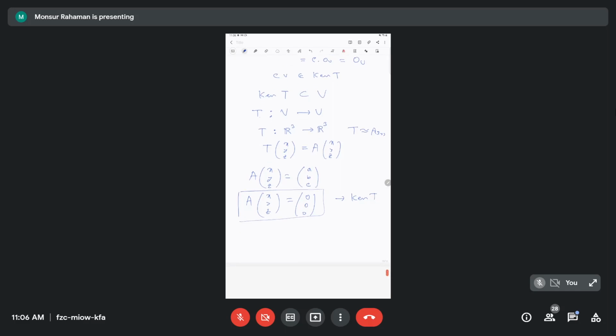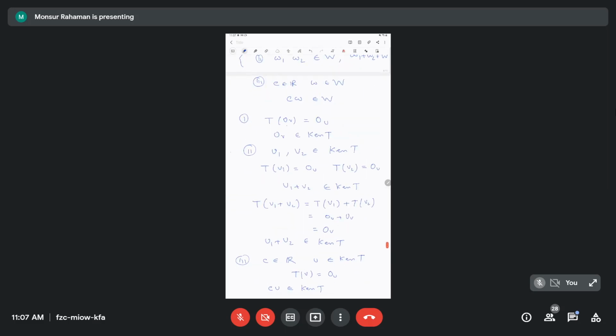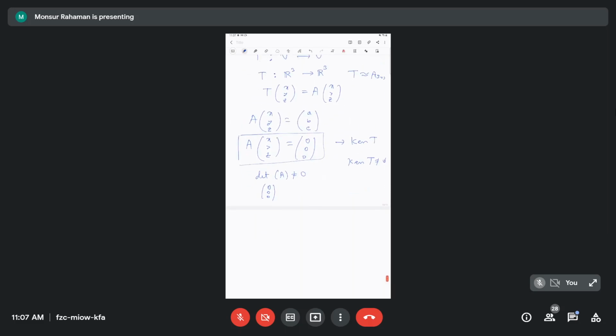So if, for example, determinant of A is not equal to 0, then we know there is no non-zero solution. Only (0, 0) will be the solution. So obviously ker T is always non-empty. Why? Because we have already proved that the zero vector is always in that, because if you take the zero vector, it will lead to a 0. So only 0 is the solution. So ker T has only one element, which is (0, 0, 0). There is no other element.